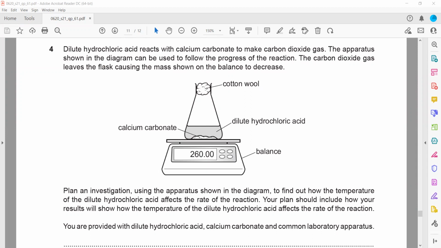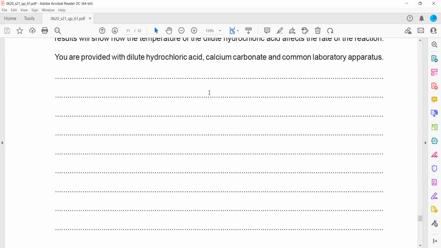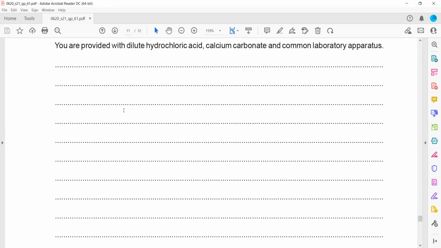So we'll take a measured volume of acid, for example 10 cm cube of acid, because you're finding the effect of temperature on the rate of the reaction. So all the other parameters should be the same: size of calcium carbonate, mass of calcium carbonate, amount of acid, concentration of acid, all should be the same. So first, we'll take, for example, 10 cm cube of acid.